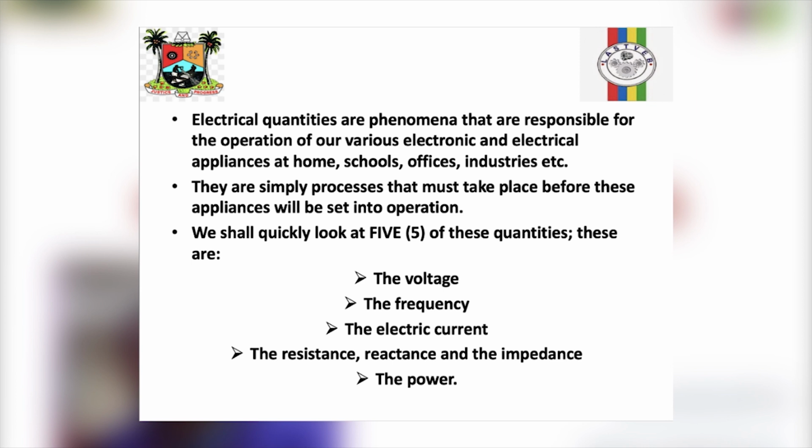I'll quickly look at 5 of these quantities. The first is the voltage. The second is the frequency. The third one is electrical current. The fourth one is resistance, reactance, and impedance. And finally, we'll look at the power.